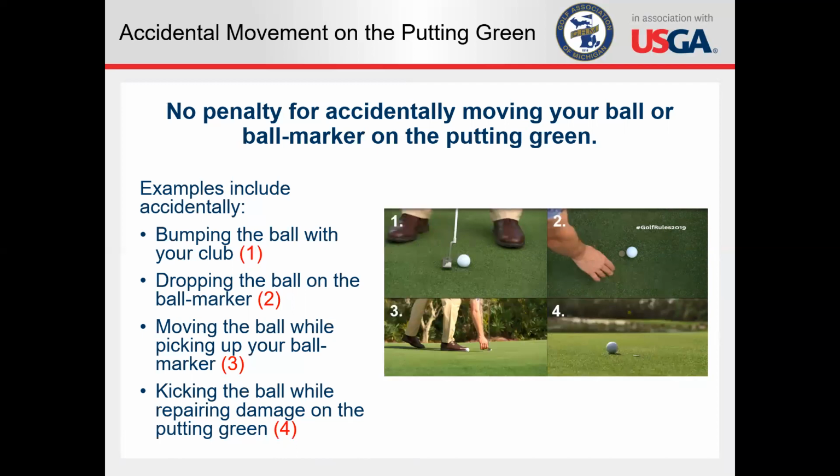So examples will be bumping your ball with a club, dropping the ball on the ball marker and the ball marker moving, dropping the ball marker on the ball and the ball moving, just put the ball back, moving the ball while picking up your ball marker, and another one, number 4 there, kicking the ball while repairing damage on the putting green. You just take the ball, place it back where it was, and play on. There's no penalty. Key is this is only for the putting green. If you do these same items in the fairway, there's still going to be a penalty. So again, this is only the putting green that we're talking about.